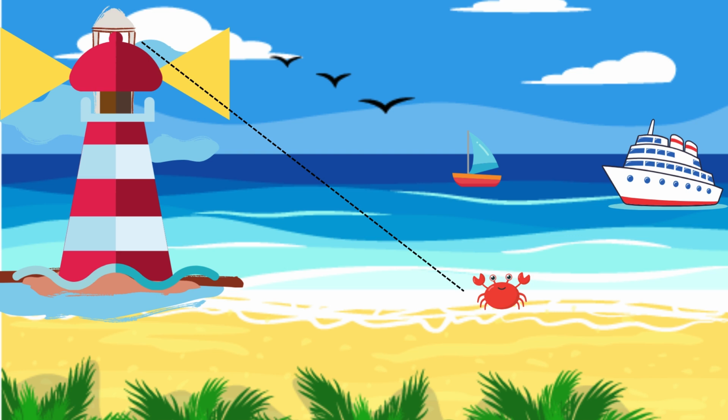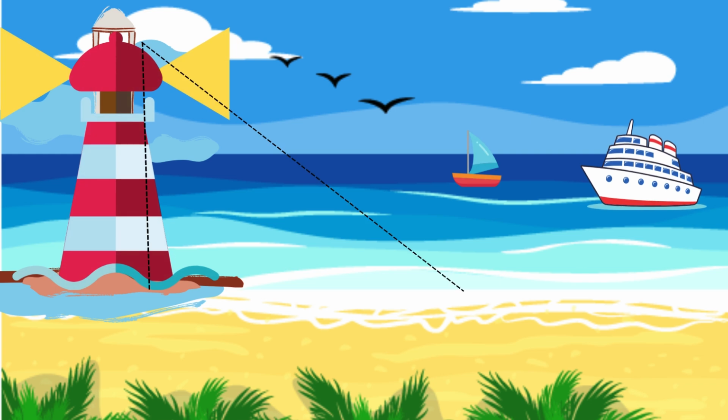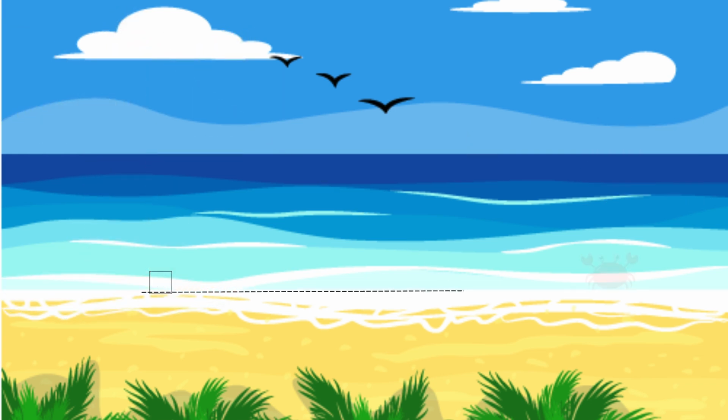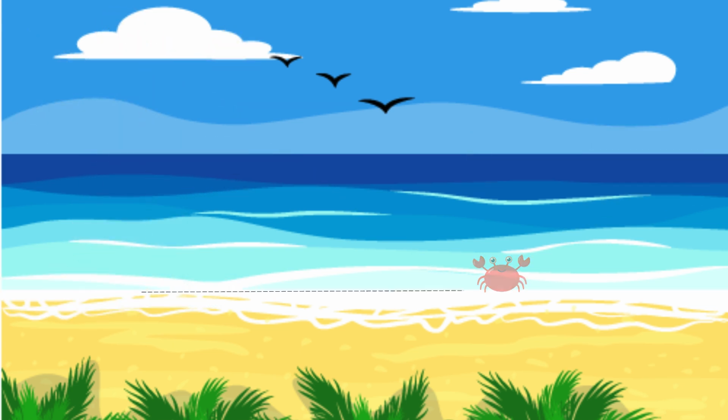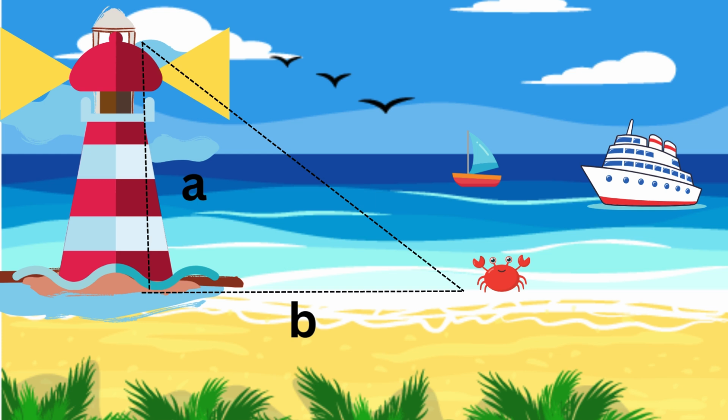If we draw the three lengths, it forms a right-angled triangle. Let's break it down. Let the length of the lighthouse be A meters tall. This is one side of a right-angled triangle. Let the crab be B meters away from the base of the lighthouse. This is the other side of the right triangle.